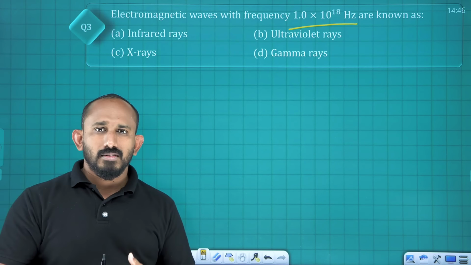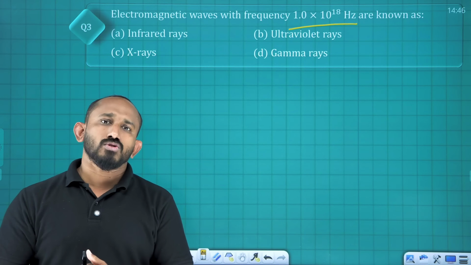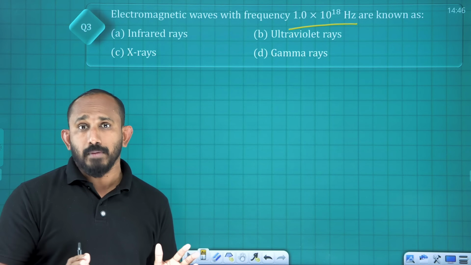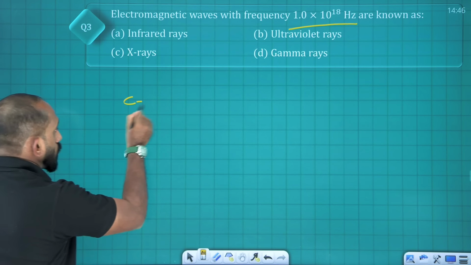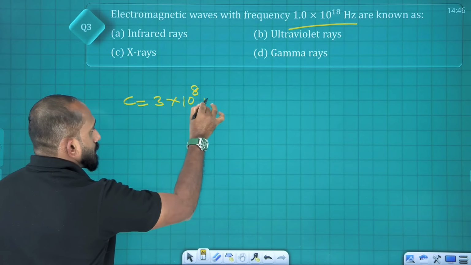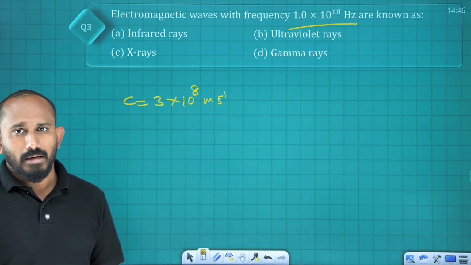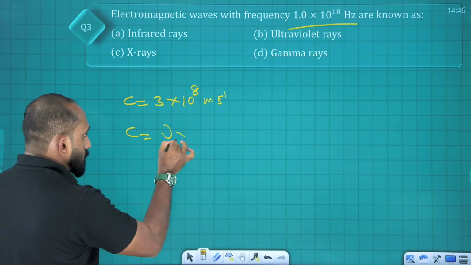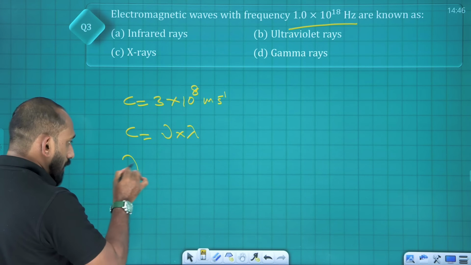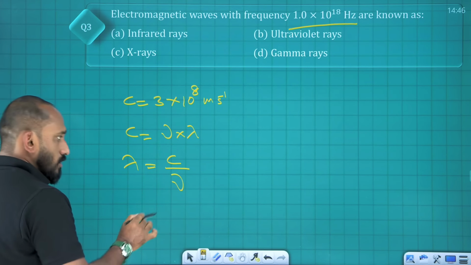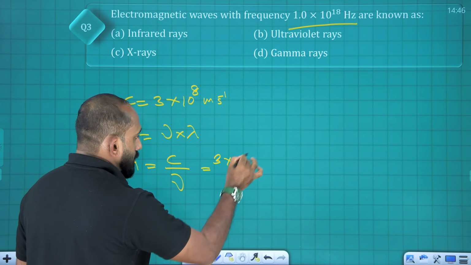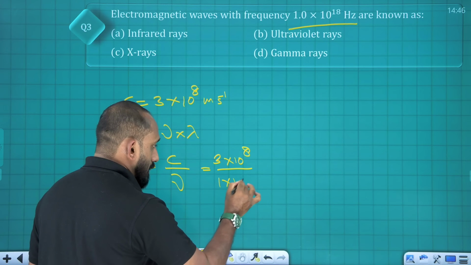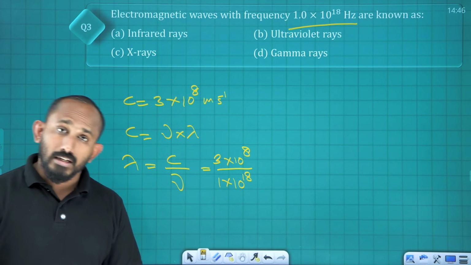If a frequency question comes, it is better to calculate the wavelength. Because you know, all the electromagnetic waves are moving with the same speed. Each one of them has the same speed. How much is the speed? C equal to 3 into 10 raised to 8 meter per second is the speed of electromagnetic waves. So from that, C equal to nu times lambda. So lambda will be C by nu, that is equal to 3 into 10 raised to 8 divided by nu, which is given here as 1 into 10 raised to 18.